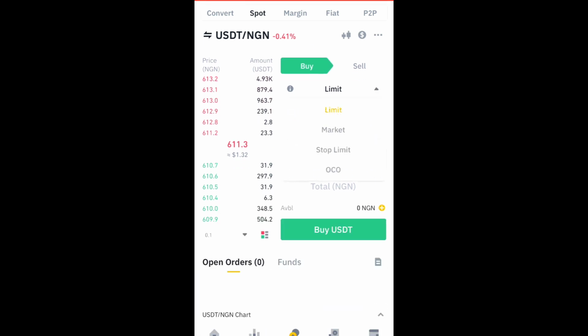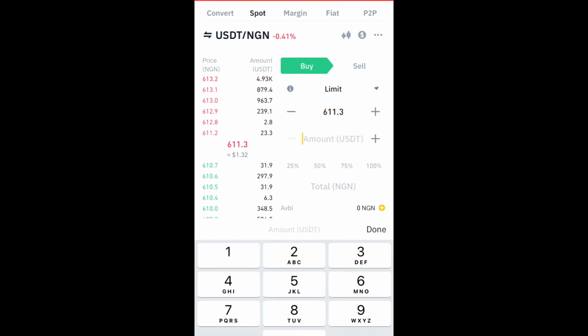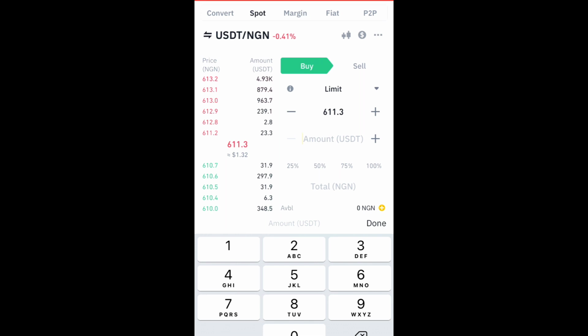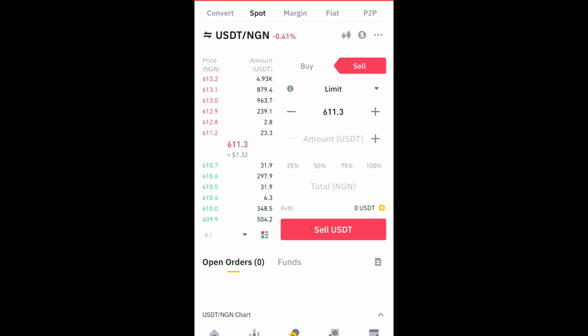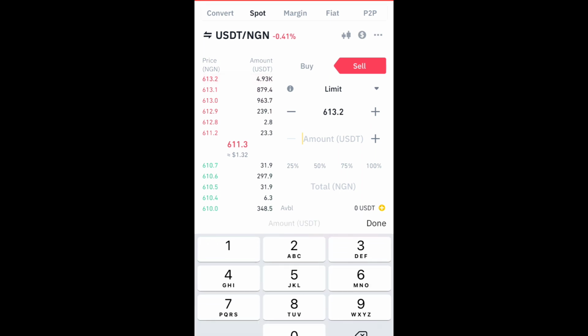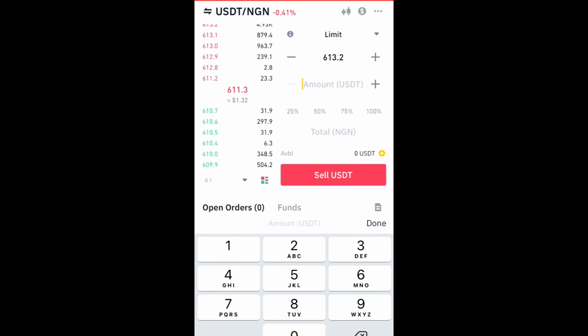This is how to set it here. The limit. Let's say right now you want to buy at 611.3. You can just set it this way. Put the amount of USDT you want to buy. After you buy it, let's say you want to sell it, then you sell it at 613. Then you make profit. It's really easy.